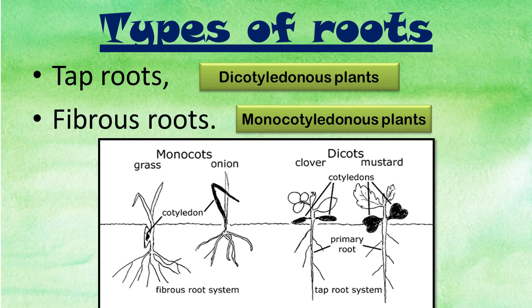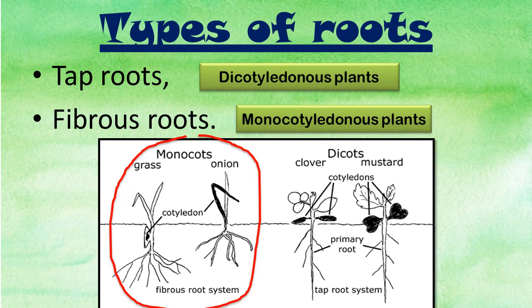Monocots have which type of root? They have a fibrous root system. You can observe the fibrous root system, that is, many branching roots are there. Monocot means the seed has only one cotyledon. It includes mainly grasses, like grasses and onion. But the taproot system is found in dicotyledonous plants, which have two seed leaves, like clover and mustard.